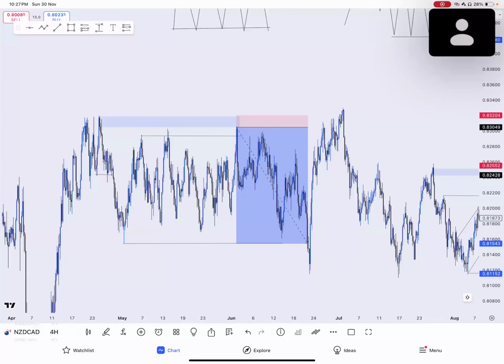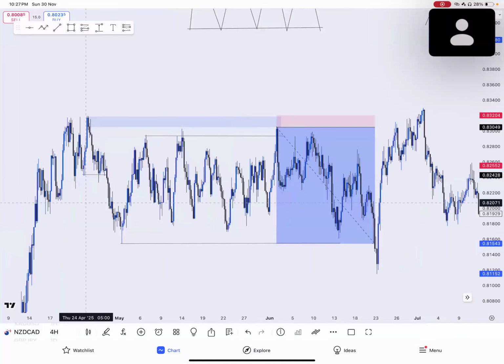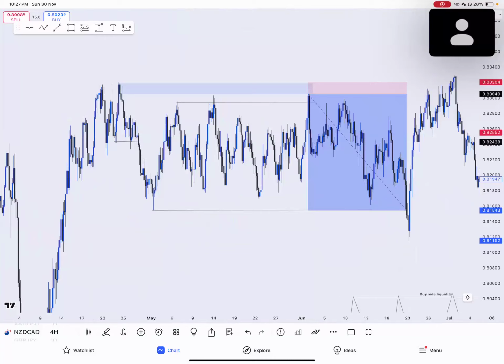So that's an example here. NZD CAD, MSS, and it started ranging. This is the order block on the 4 hours time frame. It kept ranging until it was ready to break out. The moment it was ready to break out, it swept that liquidity on the upside because it's meant to go to the downside, triggered the 4 hours OB, and then sold.